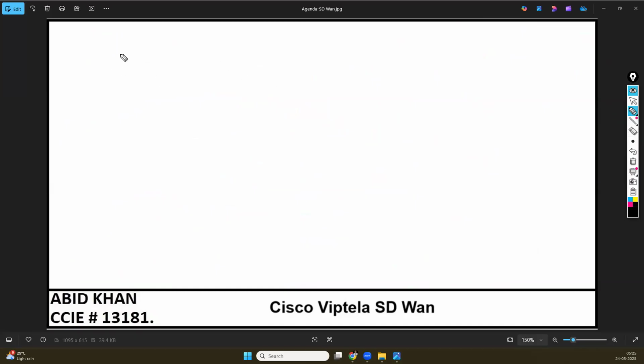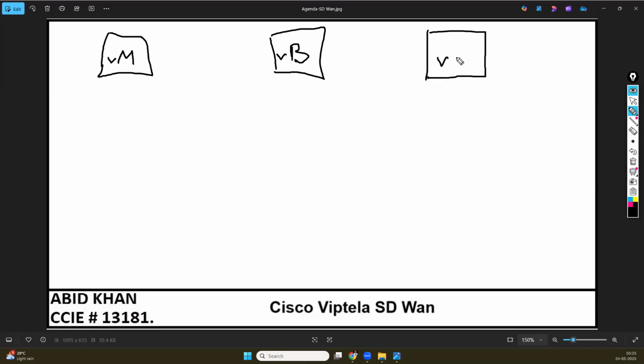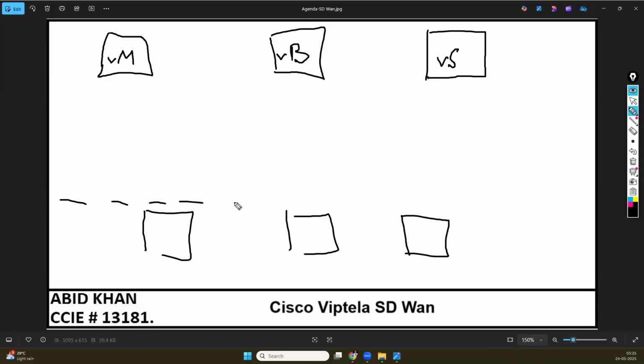Now we have the core components. I'm just writing VM for vManage, VB for vBond, vSmart like this, and then the WAN edges. This is the data plane.